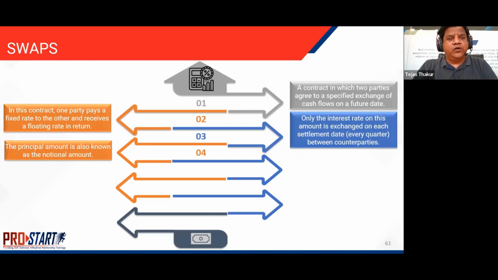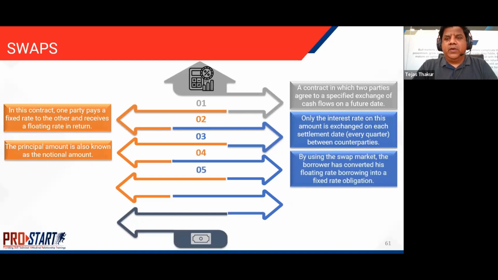The principal amount is also known as the notional amount. Why notional? Because that never gets exchanged. By using the swap market, the borrower has converted his floating rate borrowing into a fixed rate obligation. Swaps are very common in currency and interest rates.